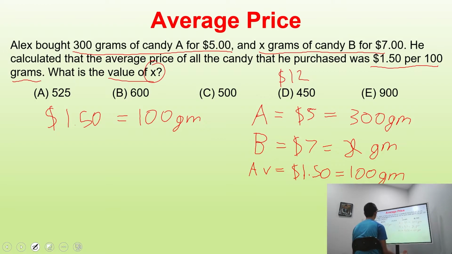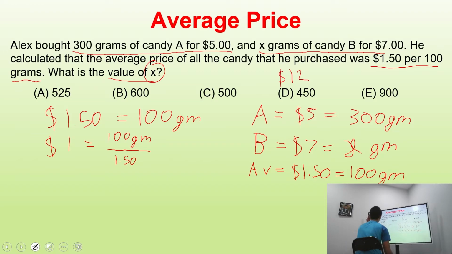So what we're going to be doing now is using the unitary method in order to get just $1. So for $1, how many grams are we going to get? That's what we're going to be solving for now. To do this, we're going to write $1 is equal to, and then since we already have 100 grams, we're going to keep 100 grams there. And then we're just going to divide by $1.50.